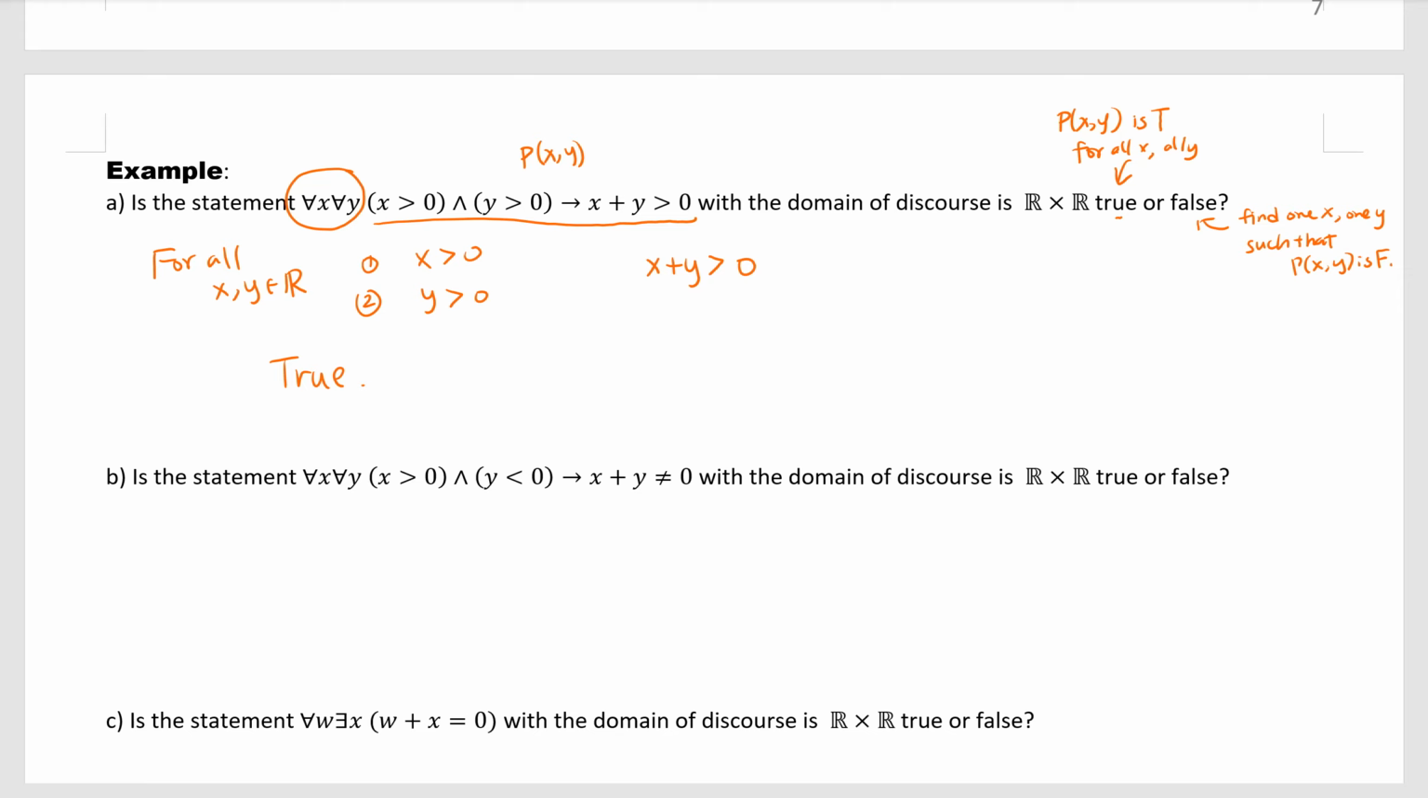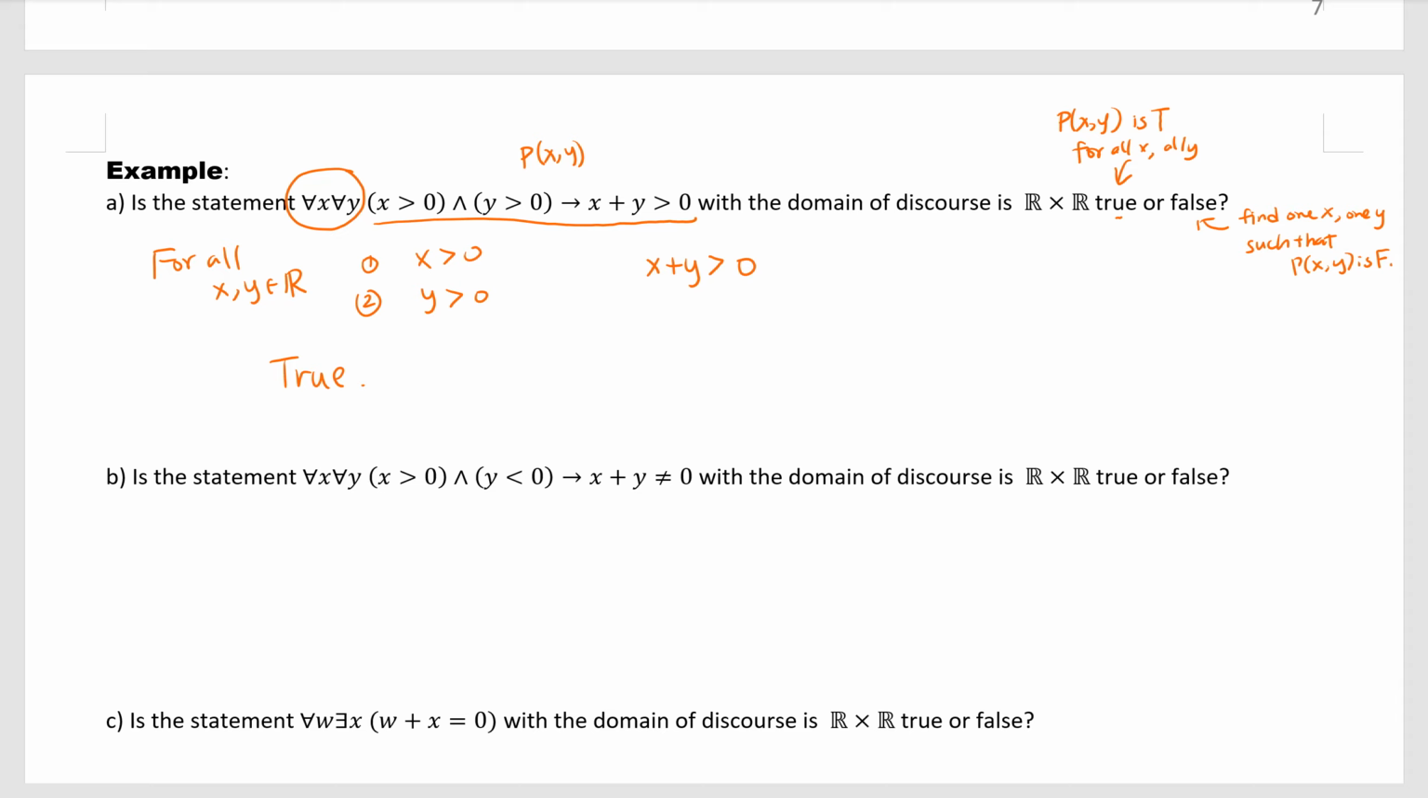Next is the statement for all x, for all y, x is greater than 0 and y is less than 0 implies x plus y is not 0, with the domain of discourse R. Is it true or false? So let's see.